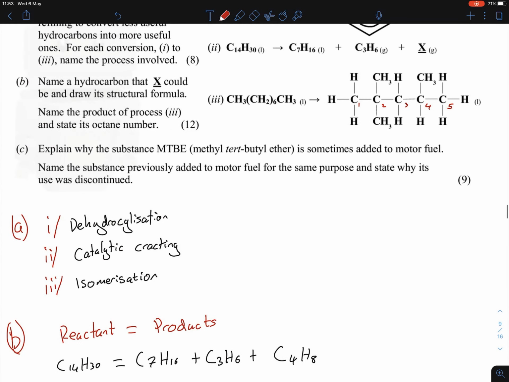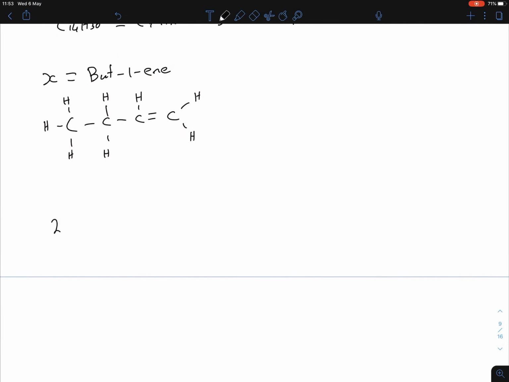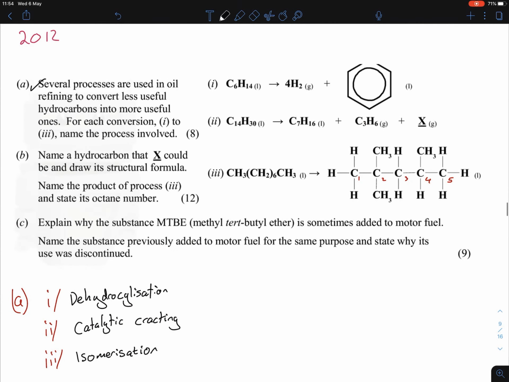So 2,2,4-trimethylpentane, and that has an octane number of 100. Heptane is one that has an octane number of 0. It's a reference hydrocarbon that you just need to know off by heart.